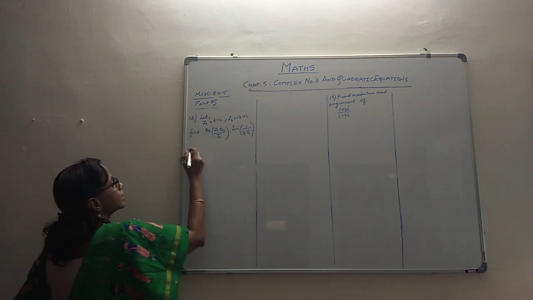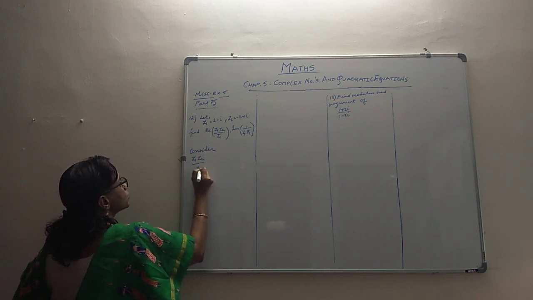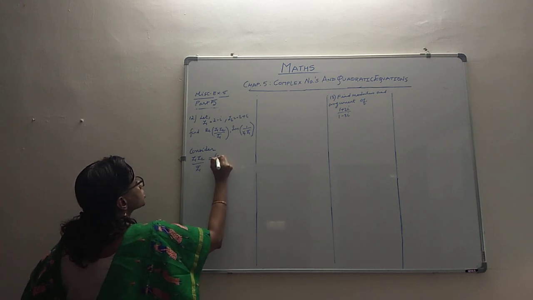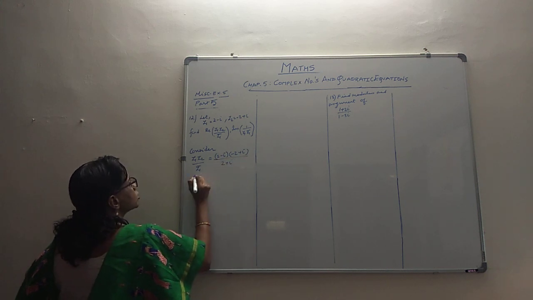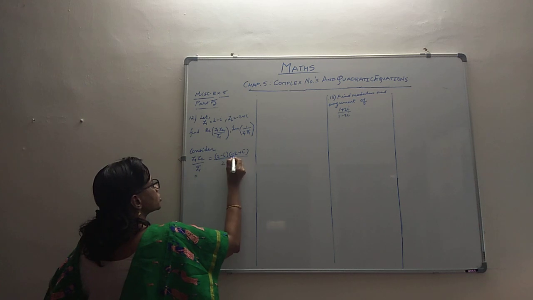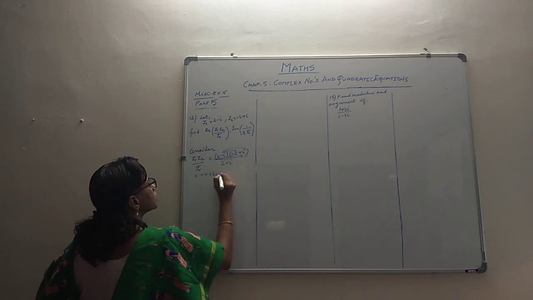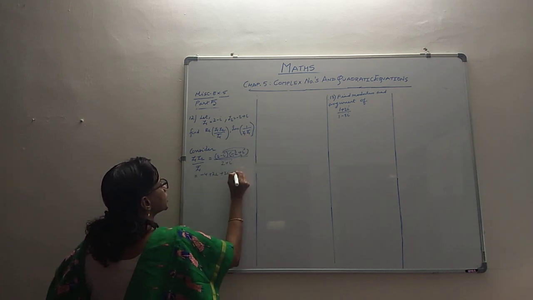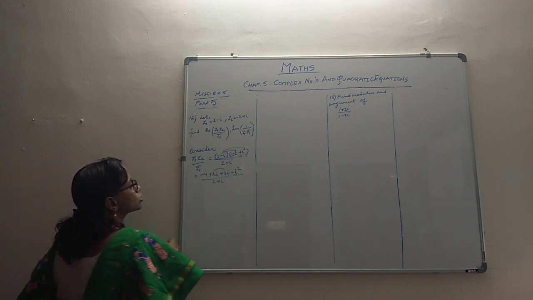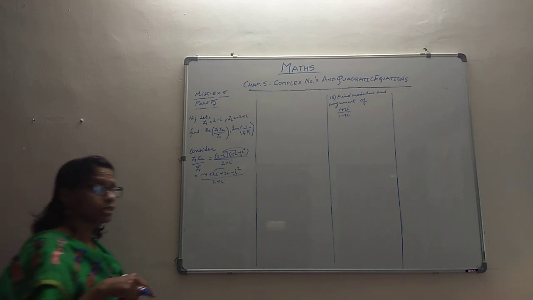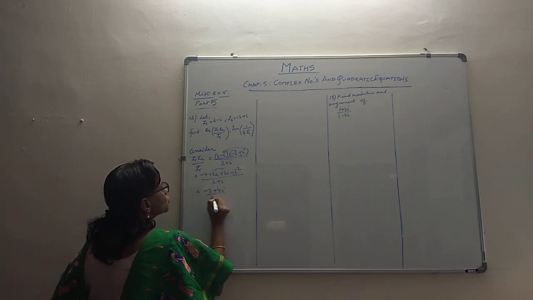Consider Z1 Z2 by Z1 conjugate. Z1 Z2 means it's (2 minus i) into (minus 2 plus i), and Z1 conjugate means it's 2 plus i. Let's take the expansion, this into this, this into this. So minus 4 plus 2i, and then plus 2i minus i squared, by 2 plus i. So this is 4 and this is plus 1, because minus is there and i squared is minus 1. That way this will come to minus 3 plus 4i by 2 plus i.